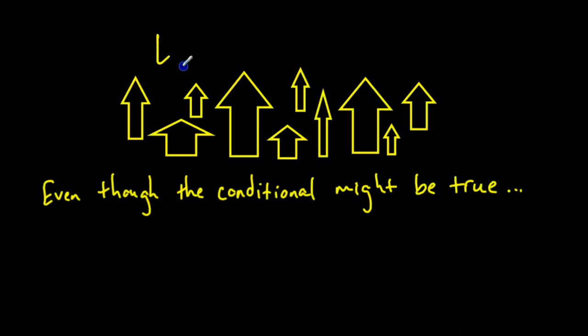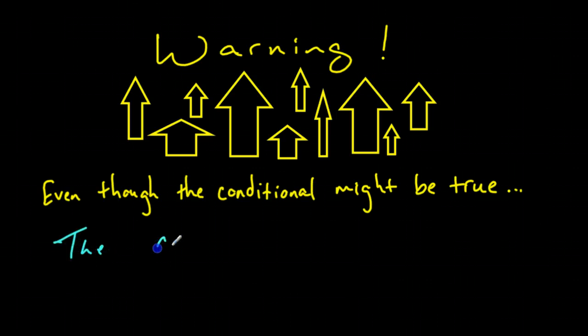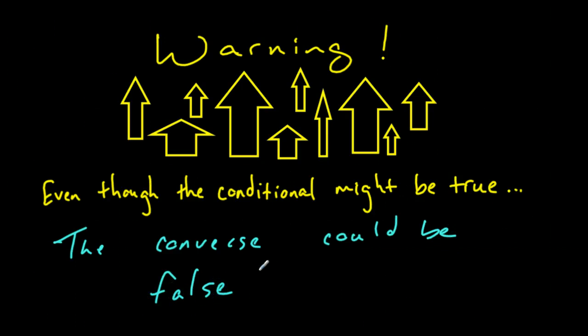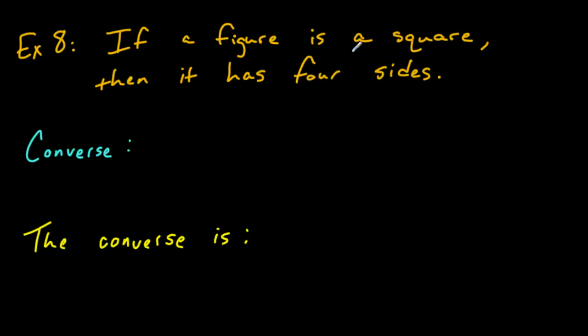So I've got another warning, right? Even though the conditional might be true, like in that last example, sometimes the converse might be false. So even though the conditional in that last one was true, the converse was in fact false. And you guys are going to actually be asked to find that a lot. Is this converse true? Is this converse false? So let's go ahead and do one now.